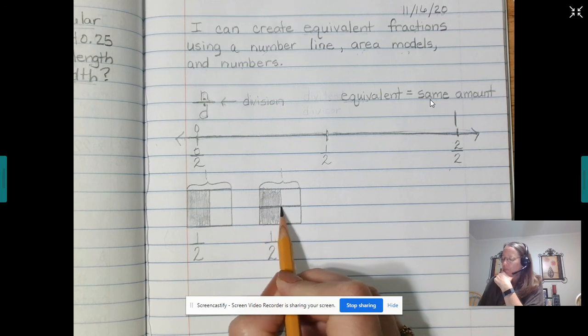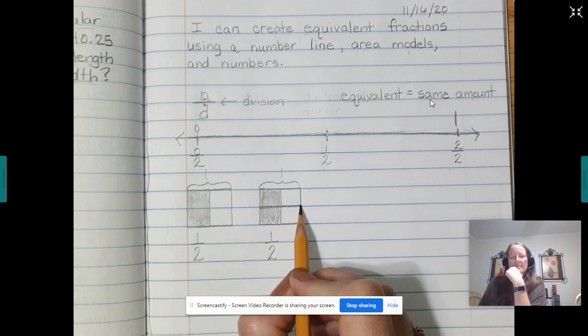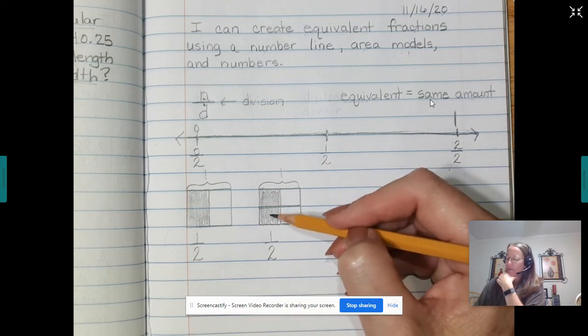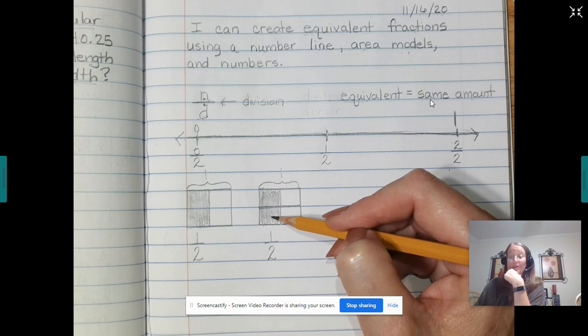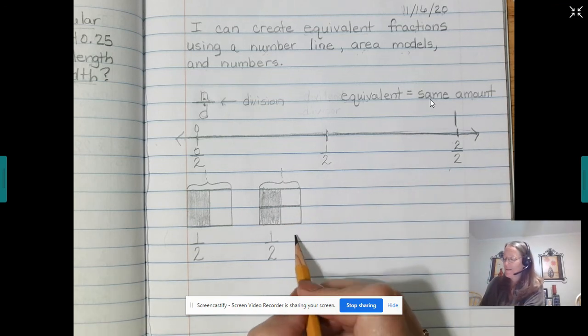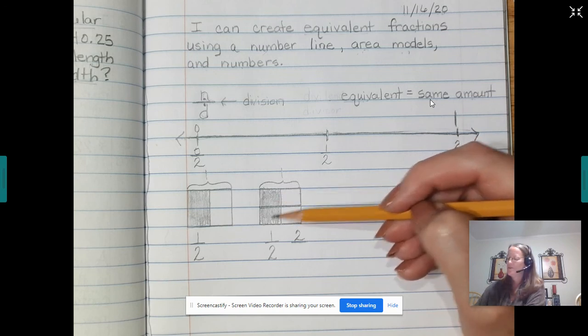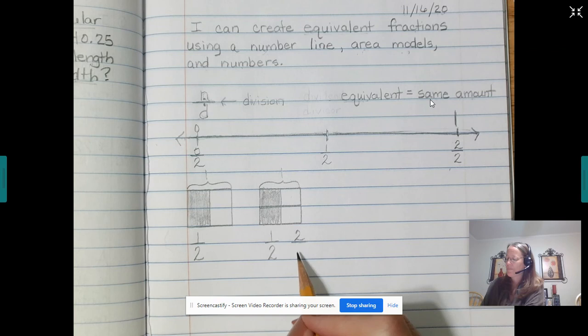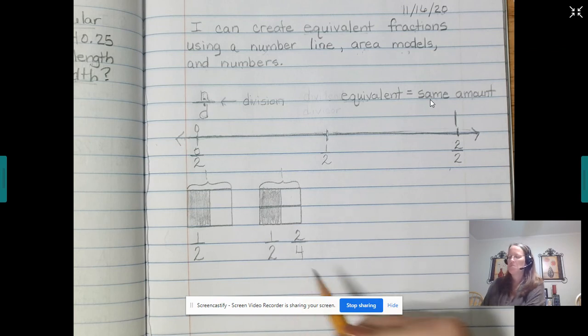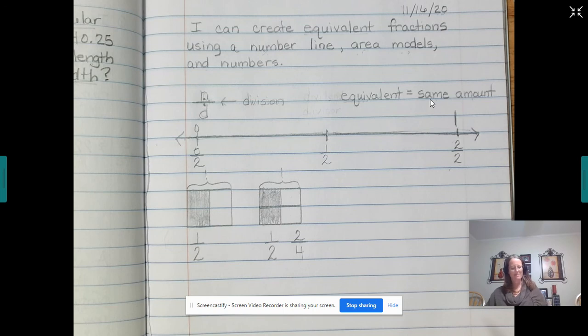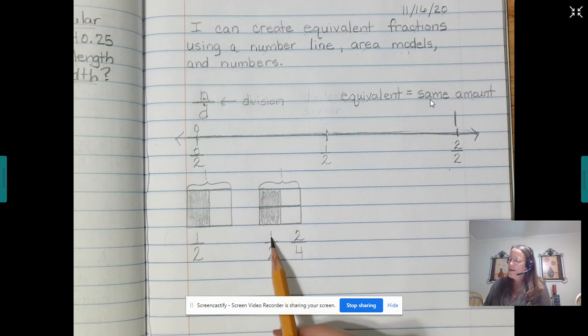So, I've drawn a line to separate this fraction model horizontally. How many shaded parts do I have now? 2. And how many parts do I have all together? 1, 2, 3, 4. Well, I wonder what that means. Very interesting. What happened?